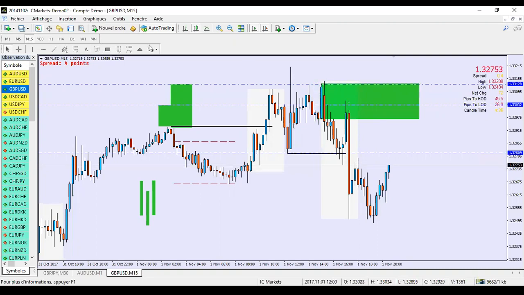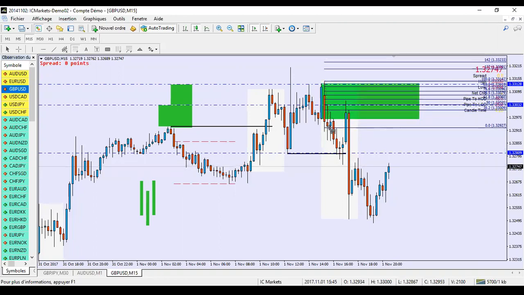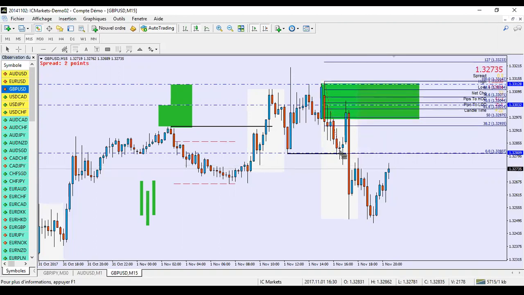I take my Fibonacci level and I enter on the 70.5. But this time, as the move is smaller, I use the wicks. You use the wicks because it's tighter. Okay. During New York time, I use the wicks. During London time, I use the bulk.